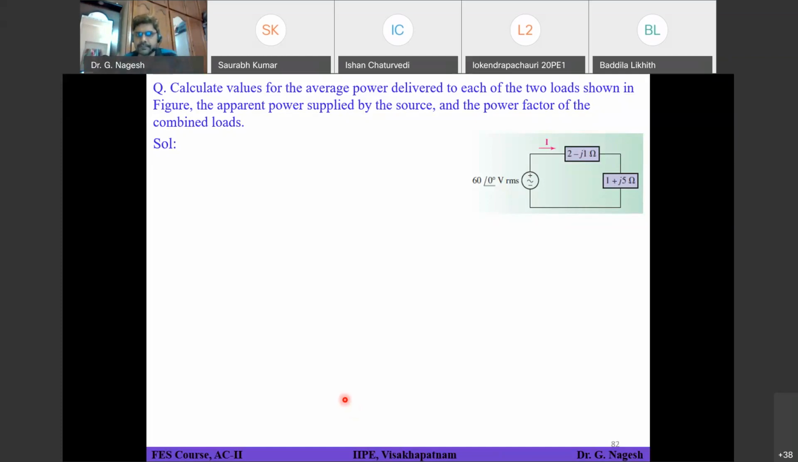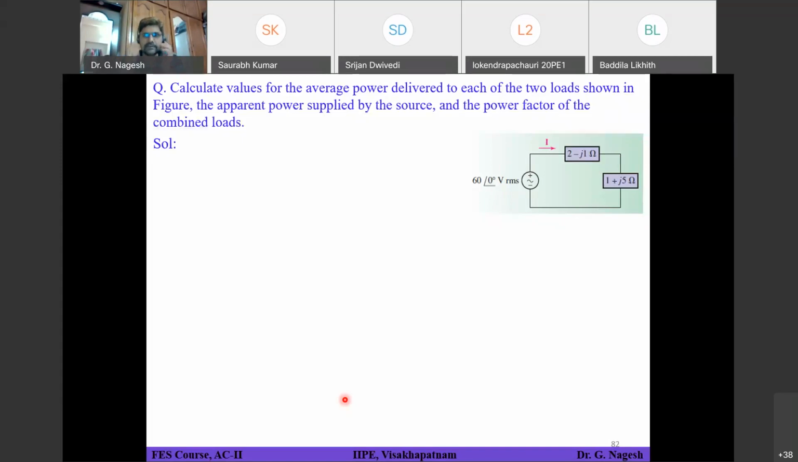So, did anyone try to find out the current? 36 minus 48J. What is that? That is current. Yes, sir. Okay, so try to convert into polar form also, because you want the angle, right? To calculate power we require the current phase angle. So try to convert into polar form also.